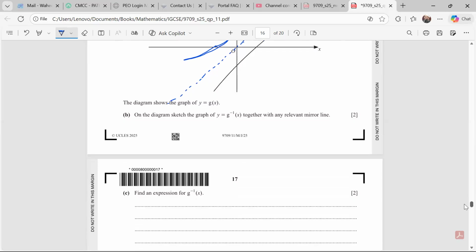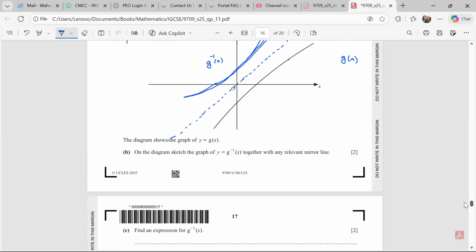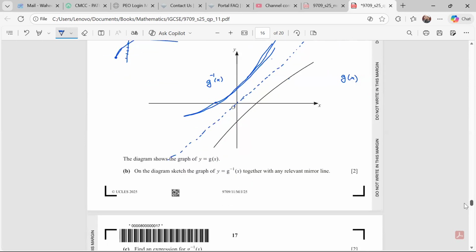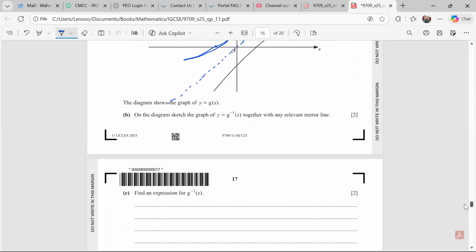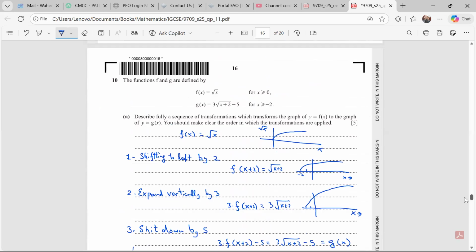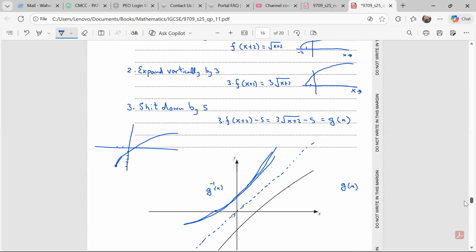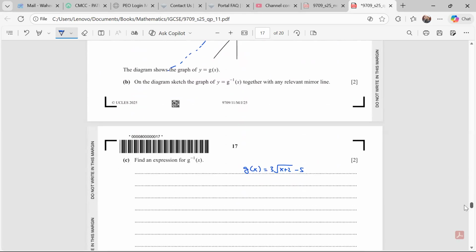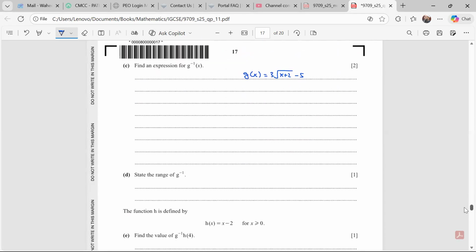Part C says find an expression for g inverse x. Okay, this is interesting. So up till now, we have g of x equals 3 under root x plus 2 minus 5. Let's confirm: 3 under root x plus 2 minus 5, yes. And we need to find the inverse of this function.